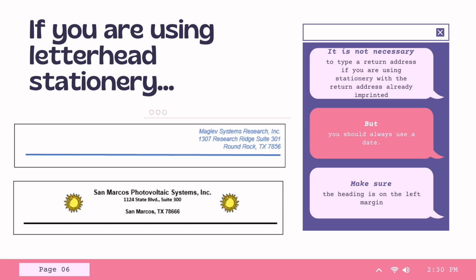If you are using letterhead stationery, before that, what is a letterhead stationery? A letterhead stationery is a stationery printed or engraved, usually with the name and address of an organization, or simply the heading at the top of a letterhead. Usually it comes with a fancy masthead and logo just like the samples shown in the slide. It is not necessary to type a return address if you are using stationery with the return address already imprinted, but you should always use the date. Make sure also that the heading is on the left margin if you are using the block format style.